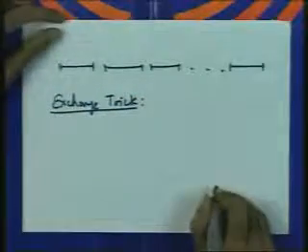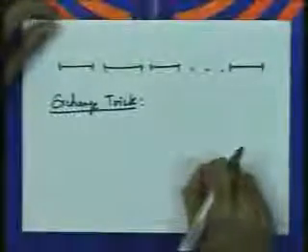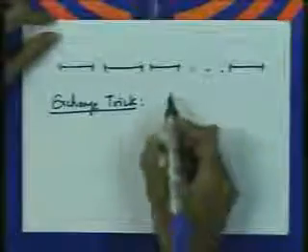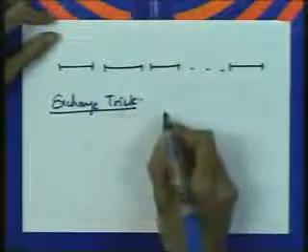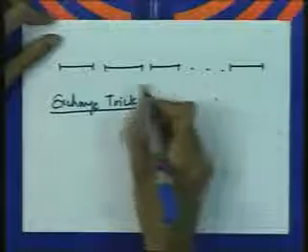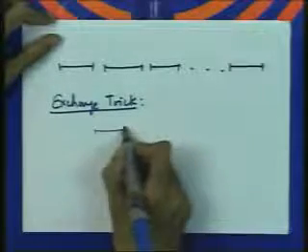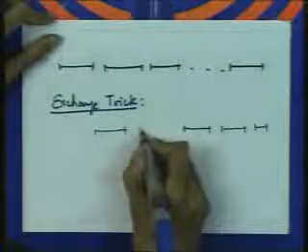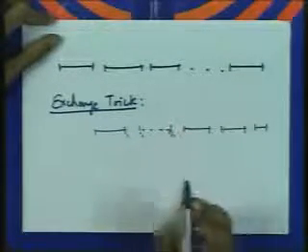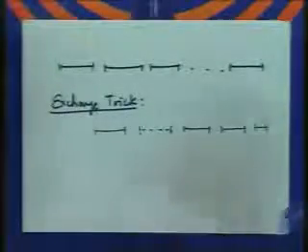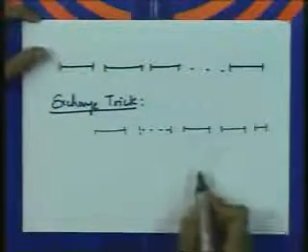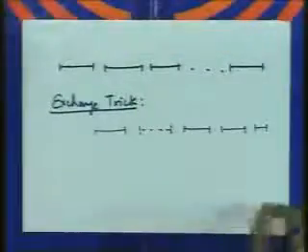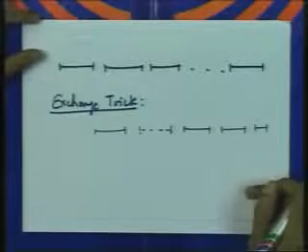What do I mean by exchange trick here? Can I add an interval to the solution? Well, certainly if I have space. Supposing this is how the solution looks like, I can certainly add one here if there were one. But supposing these spaces are filled up, I may not be able to add, but can I add and remove one? Is that possible?